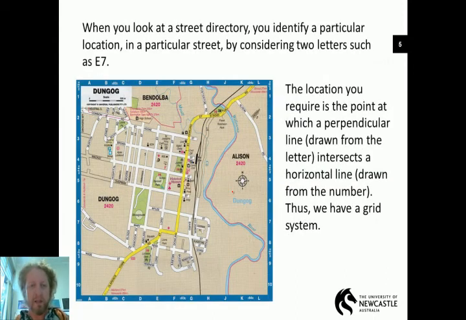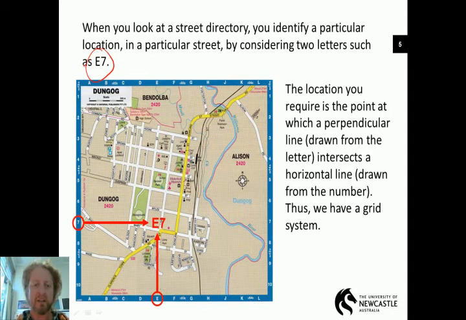So anyway, when you look at a street directory, well, maybe not anymore nowadays, we just ask the phone where to go. But in vintage places you can find things like this. I'm not just picking on Dungog, I just happen to pick Dungog. Now, say we require the location E7 like it says here. Well, in here we would have gone down to the E and said, alright, I'm coming up vertically from here. We would have gone to the 7, moved horizontally from there, said E7 is this location right here.